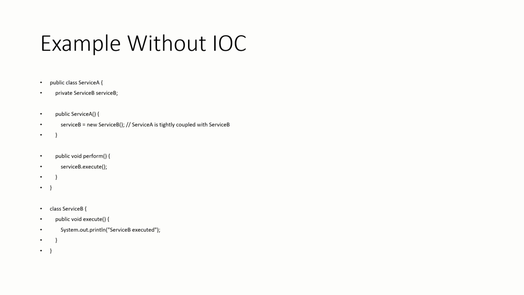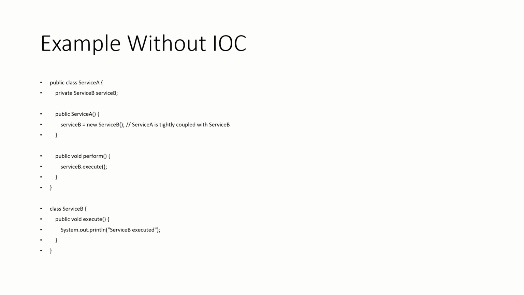Class A is having, let's say, a method called service A, and it needs the instance or the object of class B. So inside the constructor of class A, we are trying to create the object of class B. Here you can see this is the scenario where service A is tightly coupled with service B. Okay, so we are directly creating the object of class B inside the constructor of class A, and that is what tight coupling is.